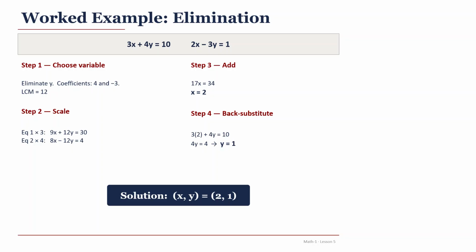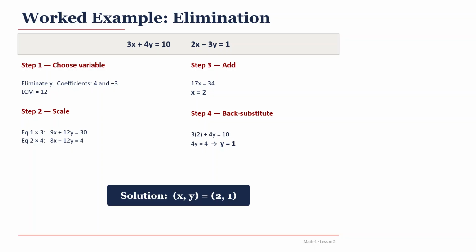Step 1. Choose a variable to eliminate. We will go after y. The y coefficients are 4 and -3, and their least common multiple is 12. We need the y coefficients to become plus 12 and minus 12, so they cancel when we add. Step 2. Scale each equation. Multiply equation 1 by 3 to get 9x plus 12y equals 30. Multiply equation 2 by 4 to get 8x minus 12y equals 4.